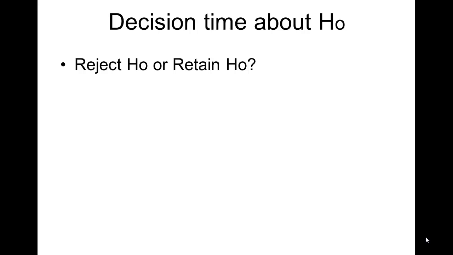And of course, after we look at the t-test and see the value, the p-value, we'd make a decision about do we reject the null hypothesis or retain the null hypothesis. If p is less than 0.05, we reject. If p is greater than 0.05, we retain. And then you would write your results report.